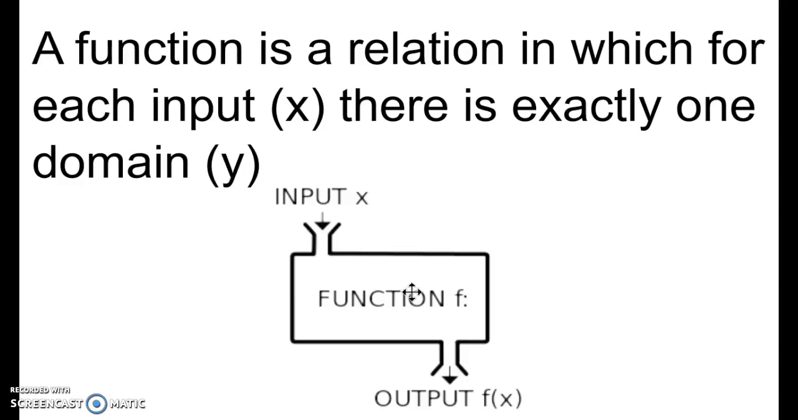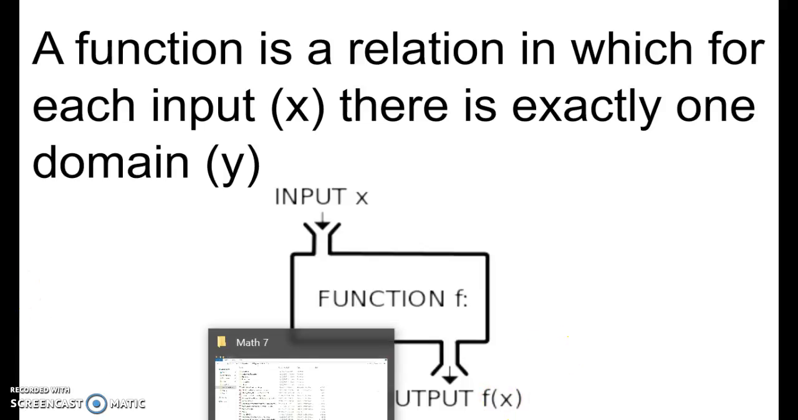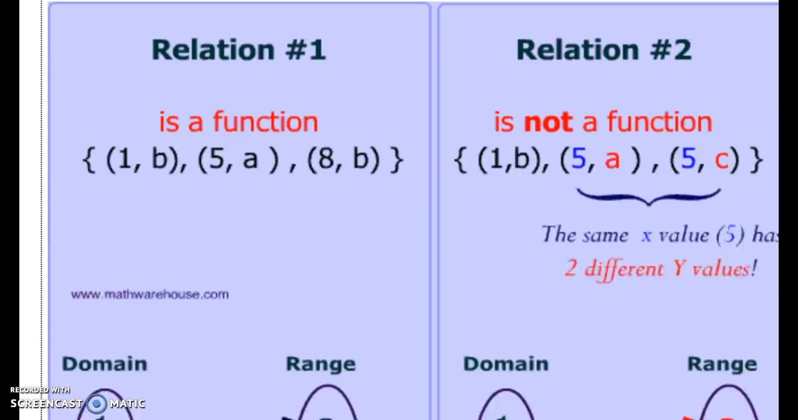There's something done to the x, and there's only one possible answer that can come out, and that is the output, which is y, but it's a function of x. So you're going to see it written as a function of x. We're doing something to the x, and we're getting a very specific y. So you can see whether something is a function or not in a couple of different ways.